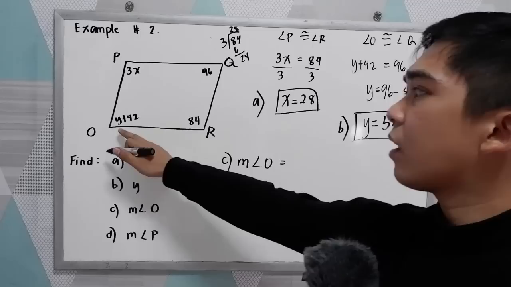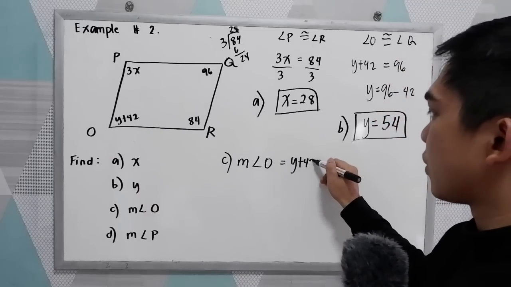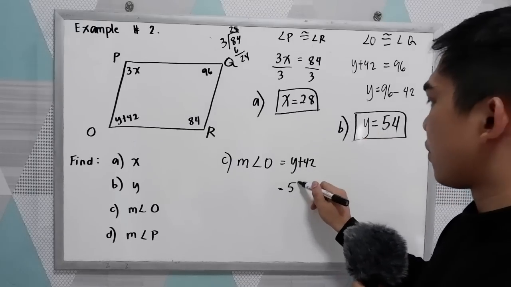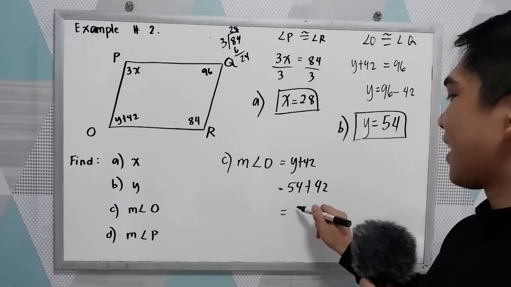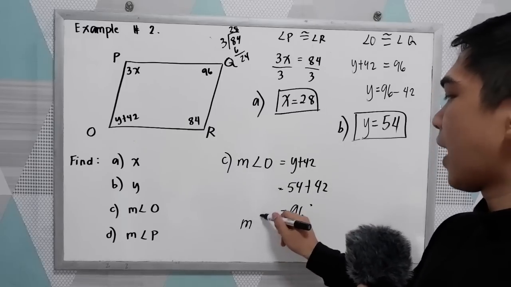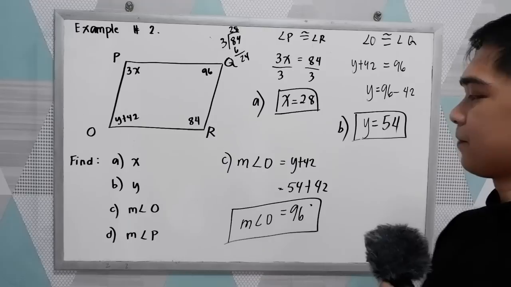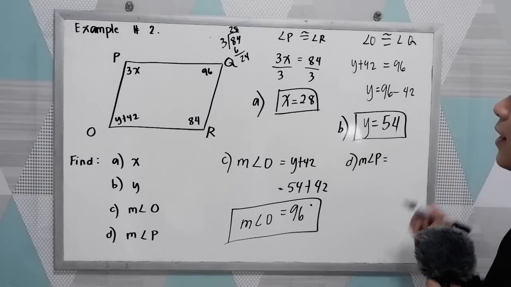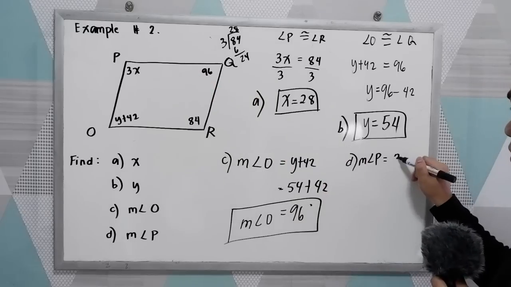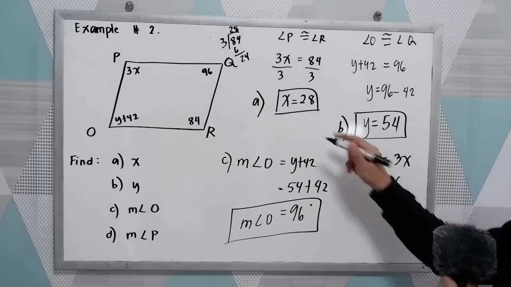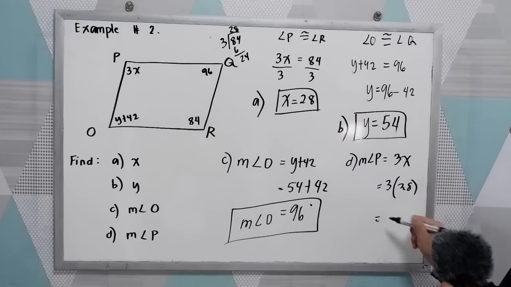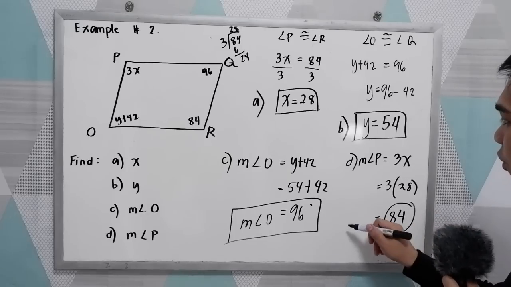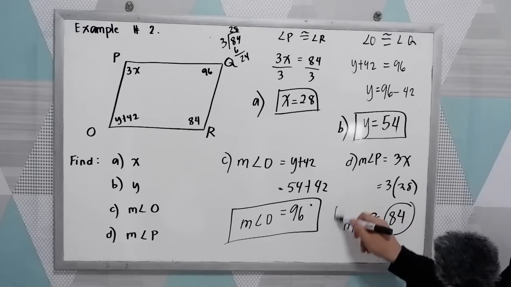Now letter C, measure of angle O. In our given, angle O is y plus 42. Now, our y, just substitute, y is 54 plus 42, that is 96 degrees. So measure of angle O is 96 degrees. And letter D, measure of angle P, that is 3x. So 3 times our x, which is 28. So 3 times 28, that is 84. So measure of angle P is 84.